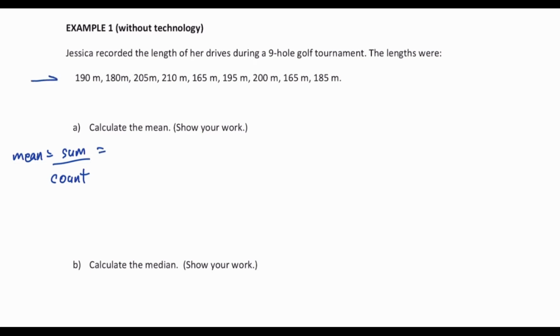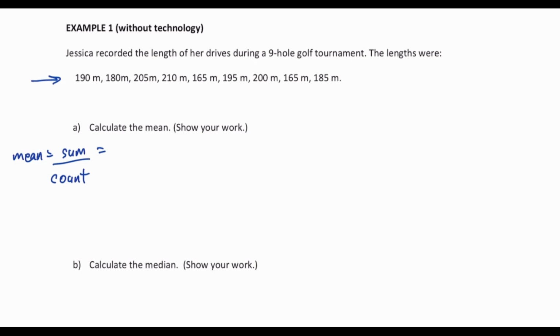So all our numbers are here. We see that Jessica recorded the length of her drives at a 9-hole golf tournament. The lengths were all given here. So to calculate the mean or average, we're going to add up all those numbers and divide by the number of numbers. So I would encourage you to pause the video and try this on your own first, and then when you're ready, follow along with me and check your work.